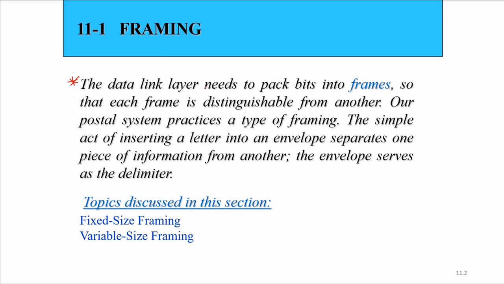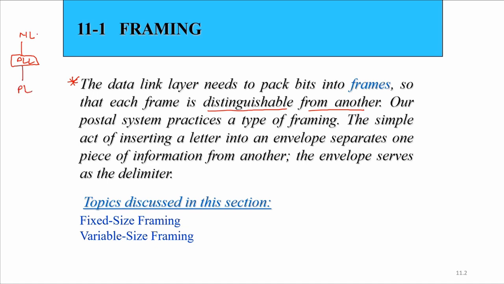The data link layer needs to pack bits into frames so that each frame is distinguishable from another. We already have the different layers. So suppose this is the data link layer. Above that there is a network layer. Below that is the physical layer.